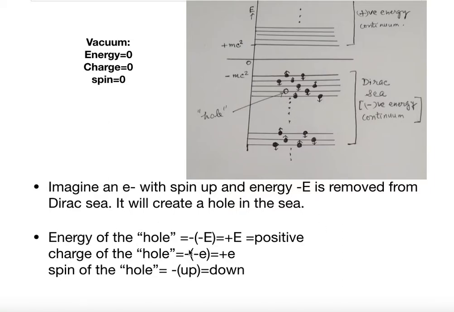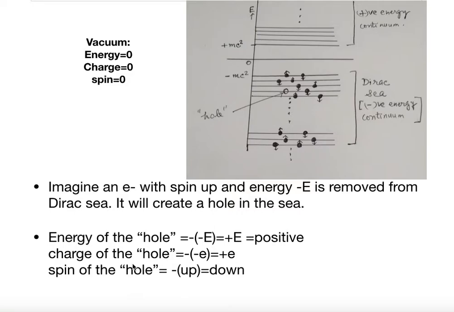Now what is the charge of this hole? Since the vacuum was also chargeless, the charge of the hole has to be the negative of the charge of the electron. So minus of minus e, this is basically plus e charge, right?